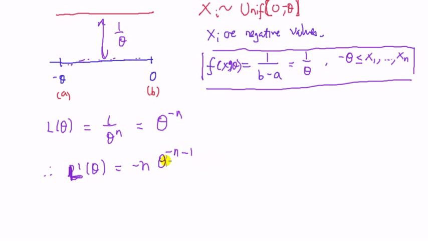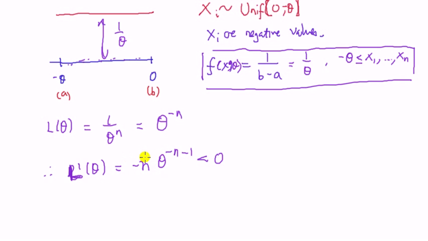This guy here, theta, is positive. We're told it's positive in the question. Theta is positive. N is positive. You've got a negative here, that means this is negative, okay? So it's telling us that the slope of the likelihood function is down.